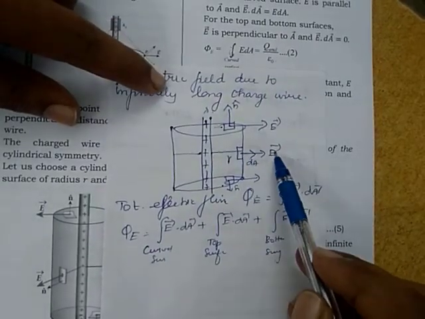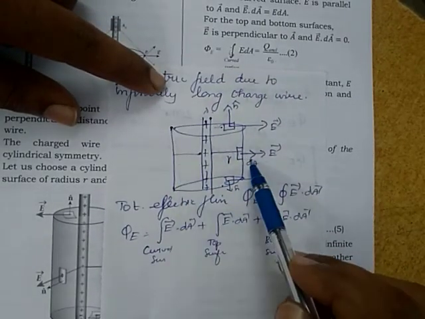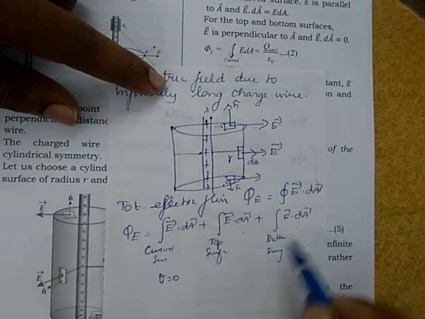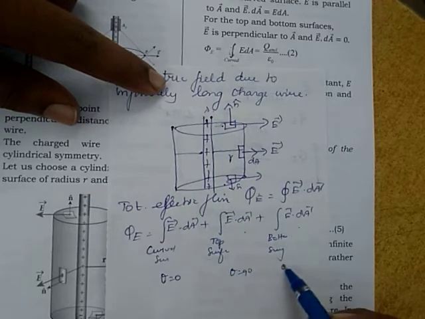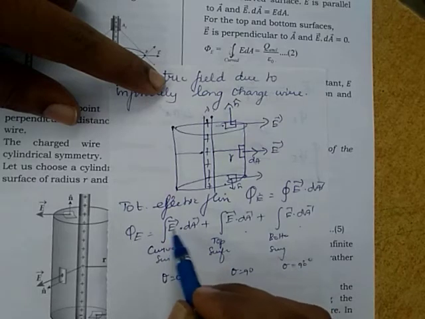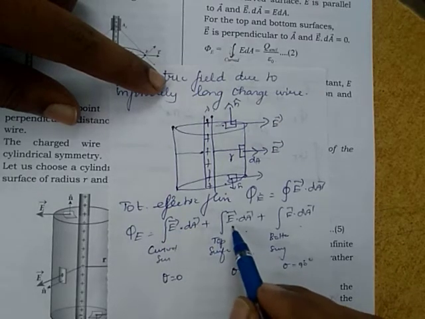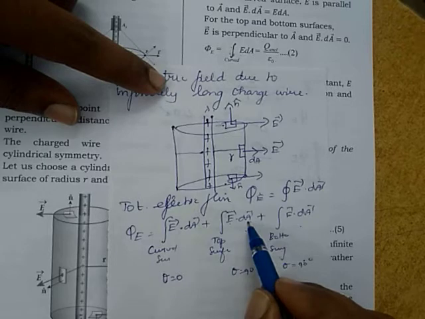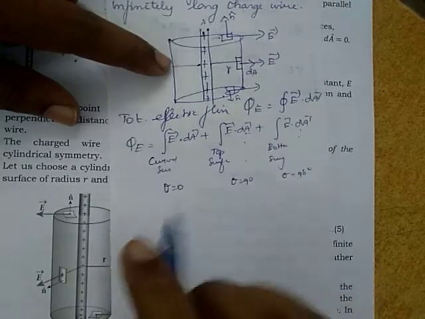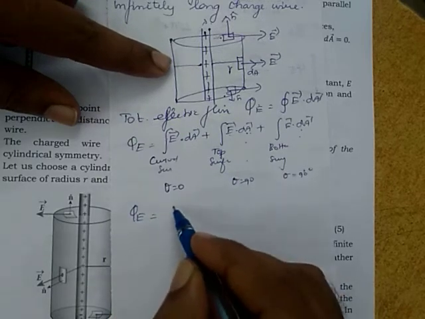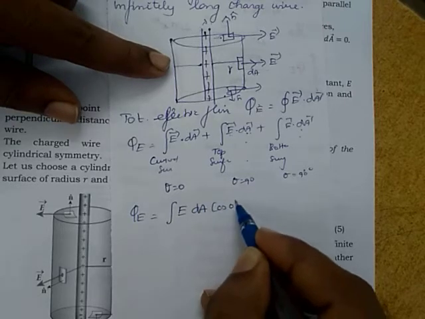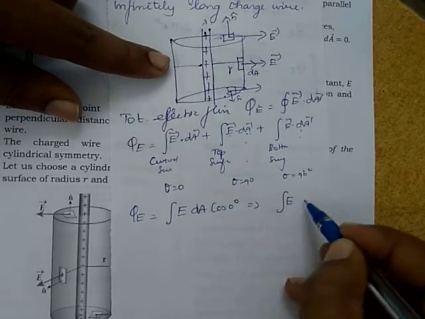The angle between E vector and dA vector for the curved surface will be 0. For this, theta will be 0. For these 2 cases, theta will be 90 degrees. Here it is a dot product, so we can write it as E dA cos theta. Here also E dA cos theta, and cos 90 is 0, so this is also 0. These 2 terms will be 0, so phi E is equal to the integral of E dA, with cos 0 degree being 1, so it becomes the integral of E dA.